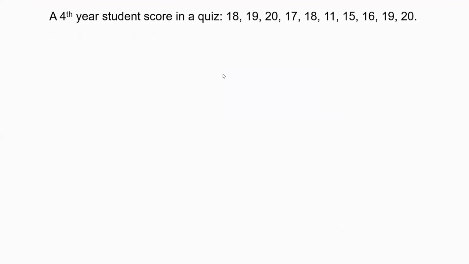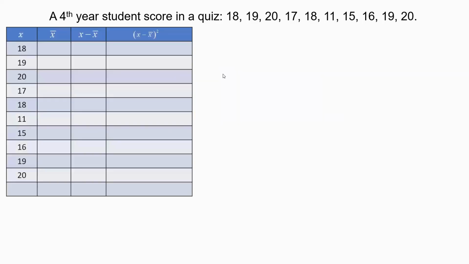For example, here we have ungrouped data. A fourth-year student's scores in a quiz are 18, 19, 20, 17, 18, 11, 15, 16, 19, and 20. Because this is ungrouped data and we are looking for the sample variance, let us make a table. The formula is the summation of the square of the quantity x minus the mean, all over n minus 1. As we can see, we need the value of the mean in our formula.